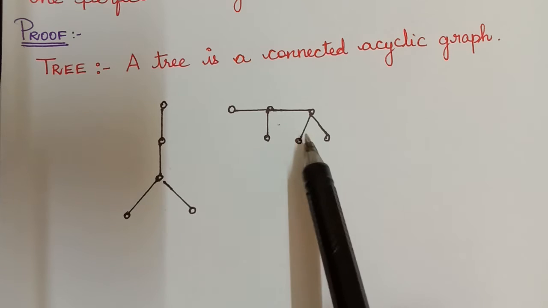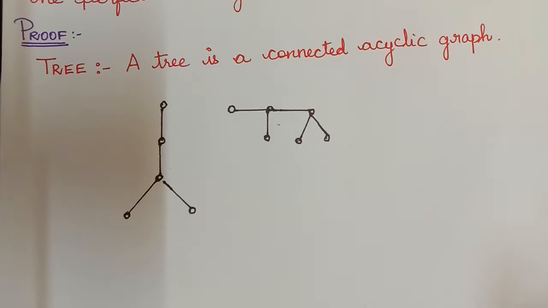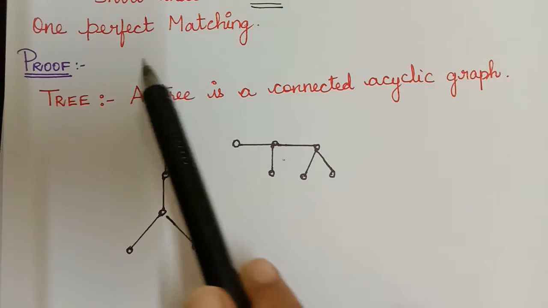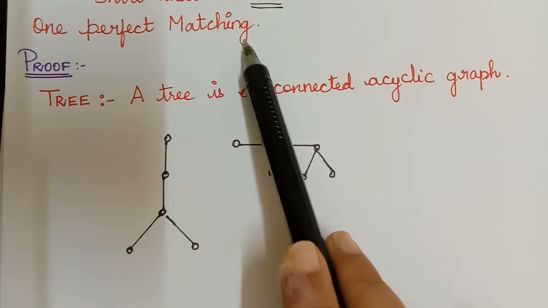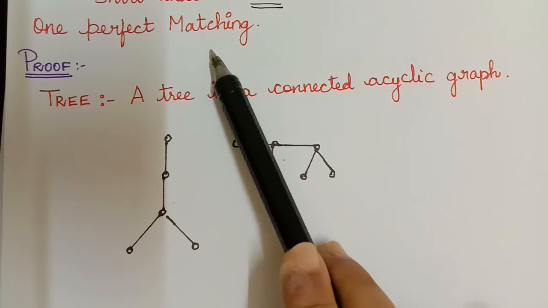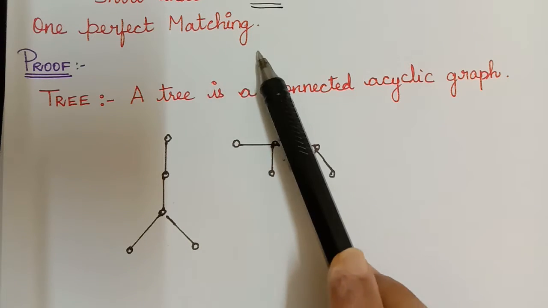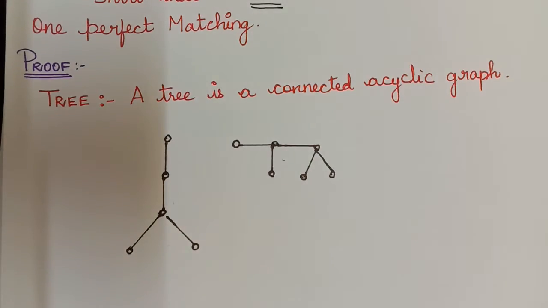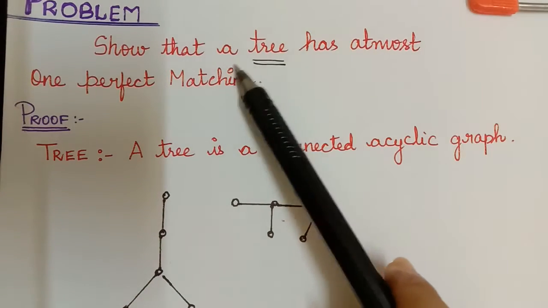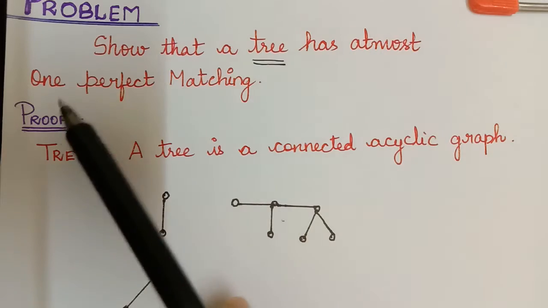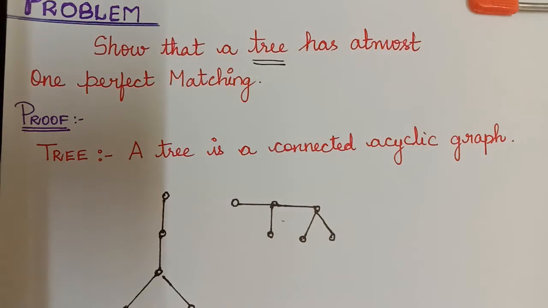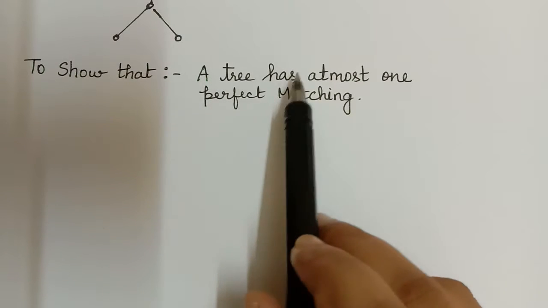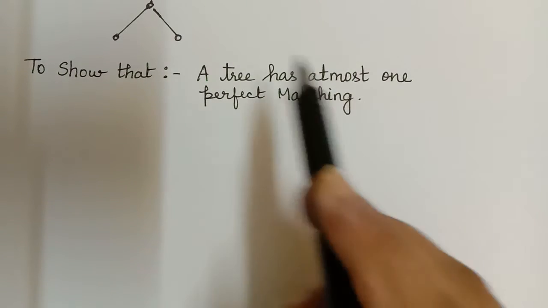So this is the example of a tree, and we have already learned what a perfect matching is. If every vertex of G is M saturated, then the matching M is said to be a perfect matching. Now using these two concepts, let us prove that a tree can have at most one perfect matching. So we have to show that a tree has at most one perfect matching.